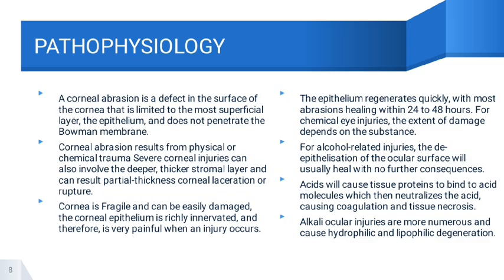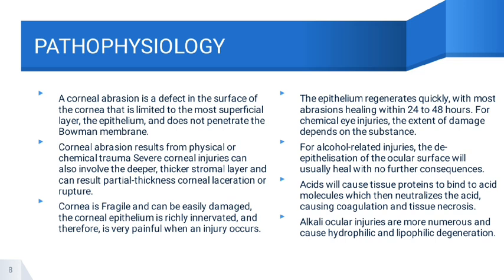Now moving on to the pathophysiology. Corneal abrasion is a defect in the surface of the cornea that is limited to the most superficial layer, the epithelium, and does not penetrate the Bowman membrane. Corneal abrasion results from physical or chemical trauma. Severe corneal injuries can also involve the deeper, thicker stromal layer and can result in partial thickness corneal laceration or rupture. The cornea is fragile and can be easily damaged.